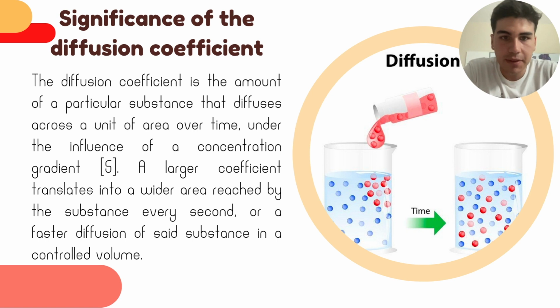What is the significance of the diffusion coefficient and what does it actually mean? The diffusion coefficient is the amount of a particular substance that diffuses across a unit of area over time, under the influence of a concentration gradient, from a higher to a lower concentration. A larger coefficient translates into a wider area reached by the substance every second, or a faster diffusion of said substance in a controlled volume.